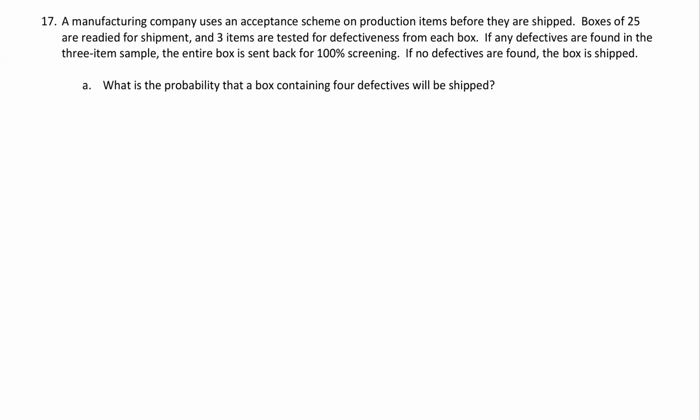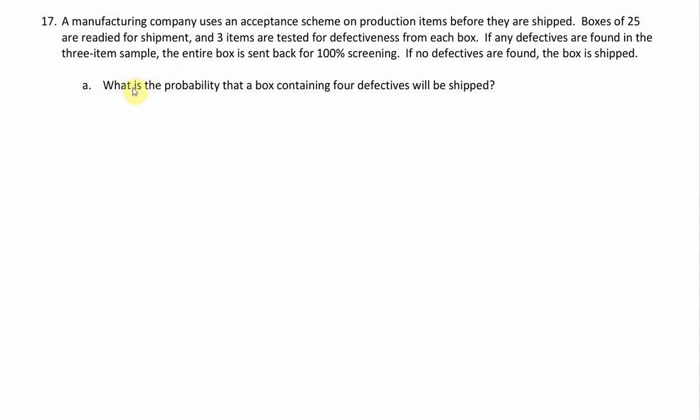So a manufacturing company uses an acceptance scheme on production items before they're shipped. Boxes of 25 are ready for shipment, and 3 items out of the 25 are tested for defectiveness. And if any defectives are found in the 3-item sample, the entire box is sent back for screening, where then everything in the box gets screened. If no defectives are found, the box gets shipped. So what would be the probability that a box containing 4 defectives will be shipped?